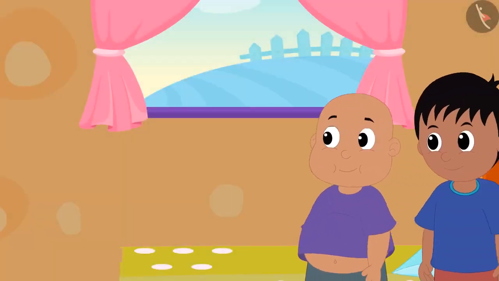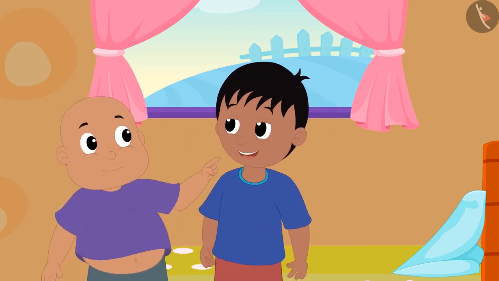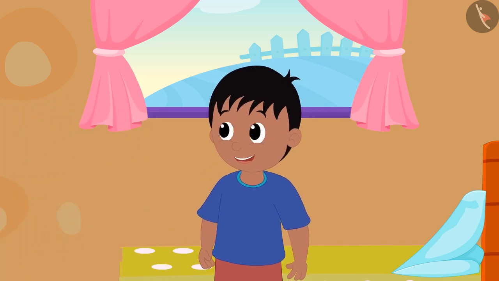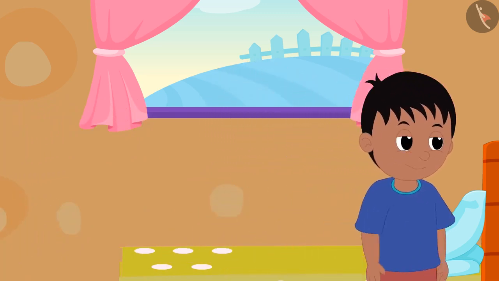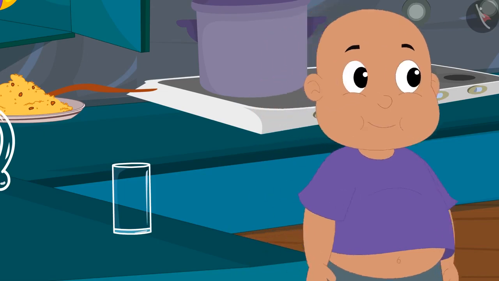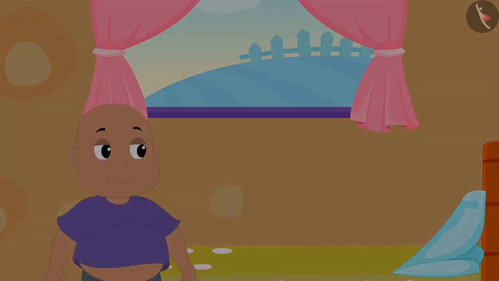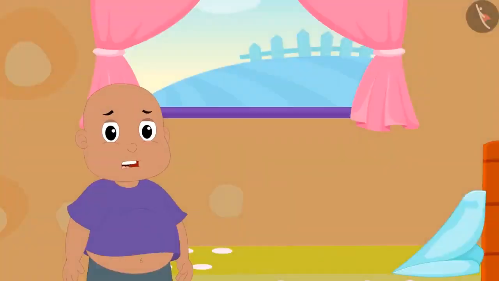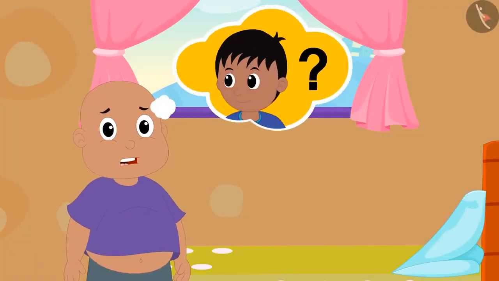Raju and Bablu reach Raju's house. As soon as they reached there, Bablu went to the kitchen to drink water. And Raju went to the bathroom to wash his face. Bablu returned after drinking water from the kitchen. But Raju did not return after washing his face. Bablu thought that both of them should have taken equal time to drink water and wash their face. So why is Raju taking so long?